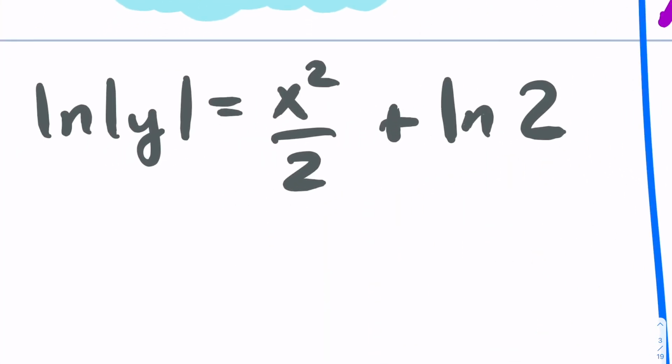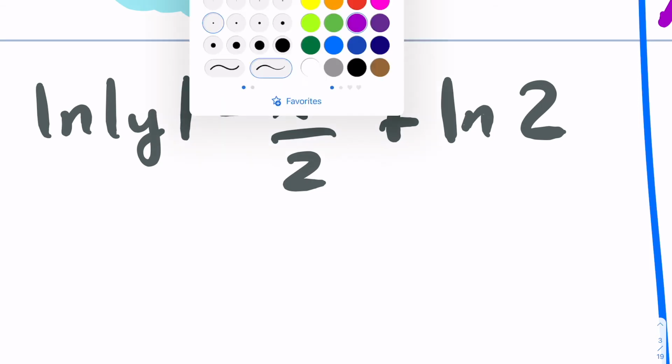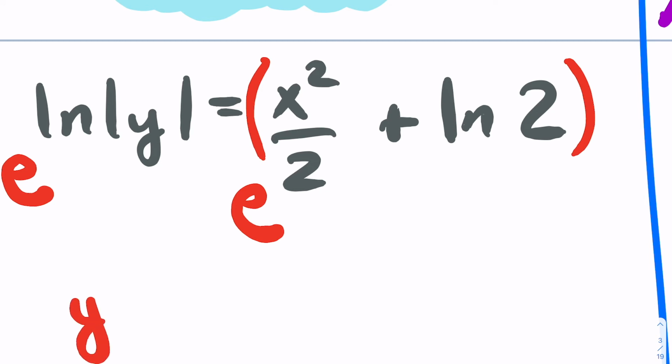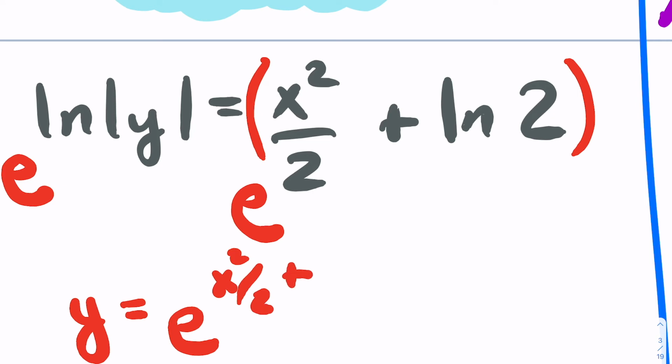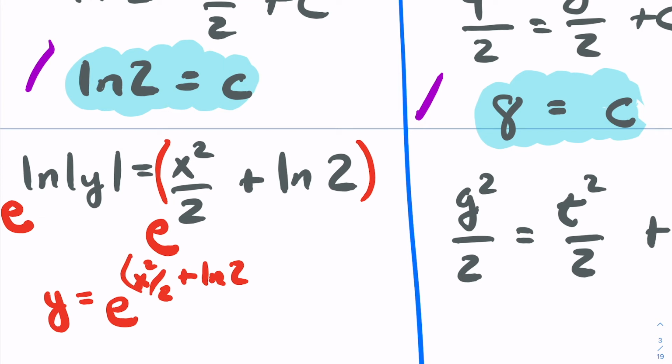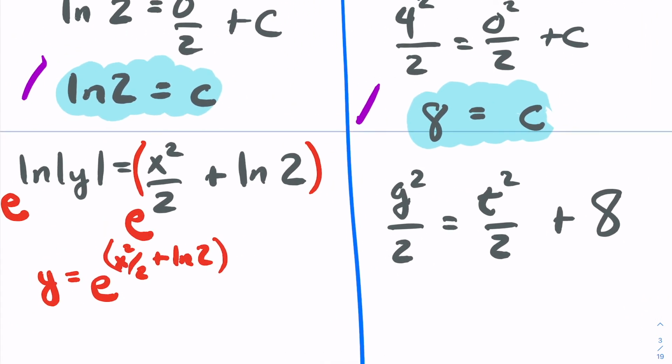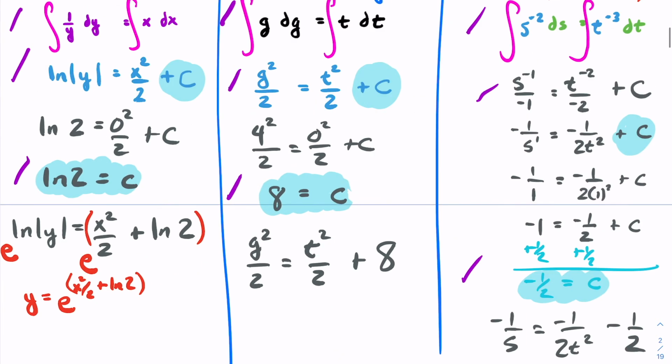All right. So to solve for y, I need to get rid of natural log. To get rid of natural log, the inverse is a base of e. And then what I do to one side, I raise it to the other. So here, y will equal e to the x squared over 2 plus the natural log of 2, all upstairs. And you leave it alone. And that's it.